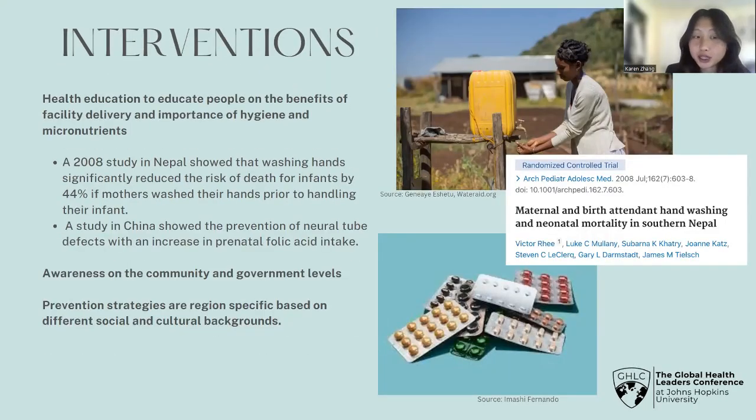Let's talk about some general intervention techniques. First off, health education to educate people on the benefits of facility delivery and the importance of hygiene and micronutrients is key. A 2008 study in Nepal showed that washing hands significantly reduced the risk of death for infants by 44% if mothers wash their hands prior to handling their infant. Also, a study in China showed the prevention of neural tube defects with an increase in prenatal folic acid intake. Overall, awareness on the community and government levels is crucial in order to educate mothers and their families about the measures that they can take to prevent neonatal mortality.